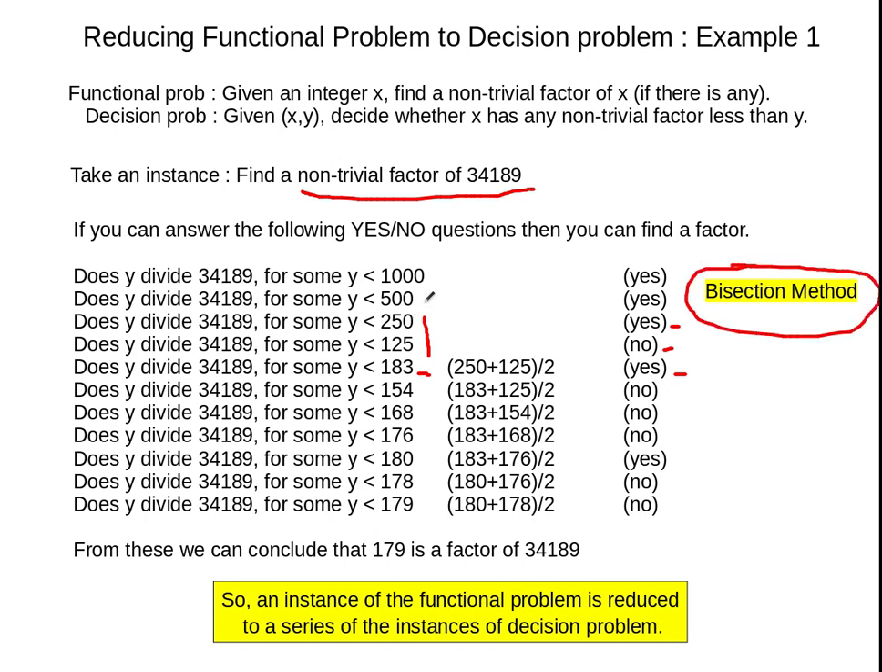So now you can see that this functional problem, finding a non-trivial factor, where you are supposed to find an answer, not just yes or no, and need to produce an integer, is reduced to a problem with a yes/no answer: a series of instances of this yes/no problem.